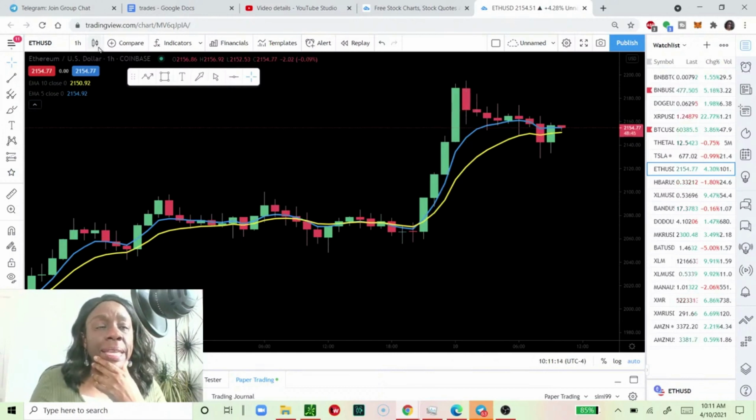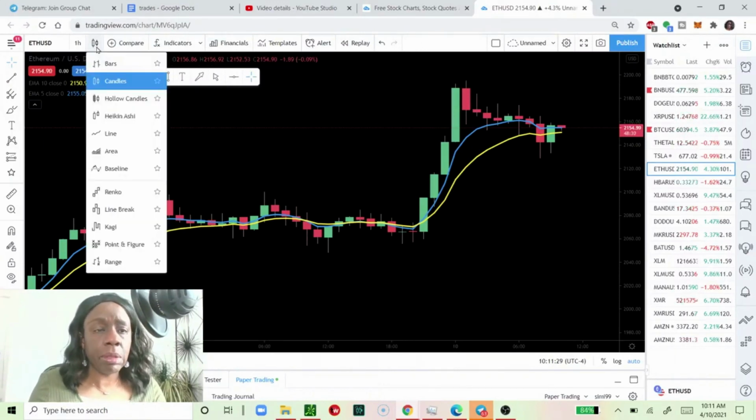But when we click on HEIKEN ASHI, and where we get it from is at the top. So I'm in Trading View right now. At the top of your Trading View, what do you call it? Taskbar. If you click on this here that says candles, it actually gives you different ways you could represent your data. And this is the one you need, guys.